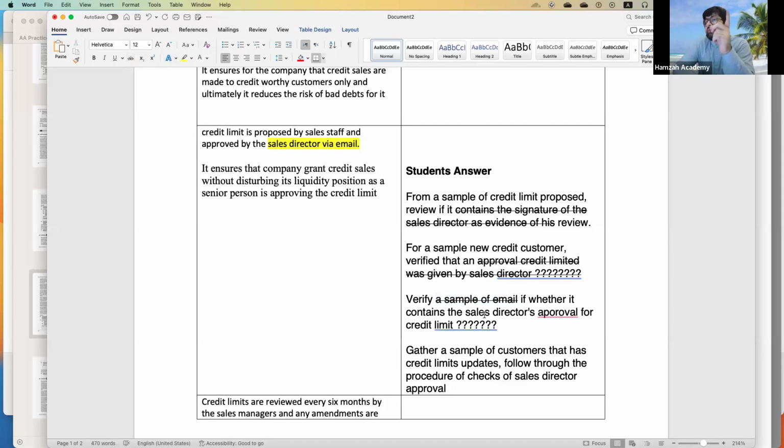We have to verify for a sample of credit sales. We need to check emails, approvals. Gather a sample of customers that has credit updates. There is no update. It is new. There is a new credit limit being set. Which procedure? You cannot write this general point here. Incorrect.